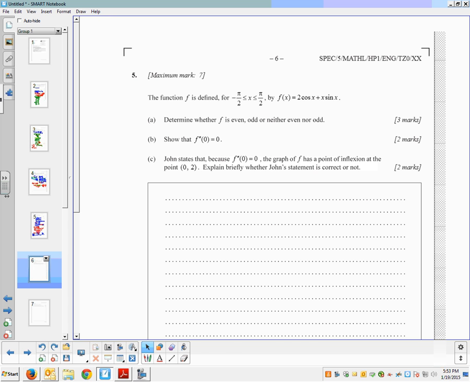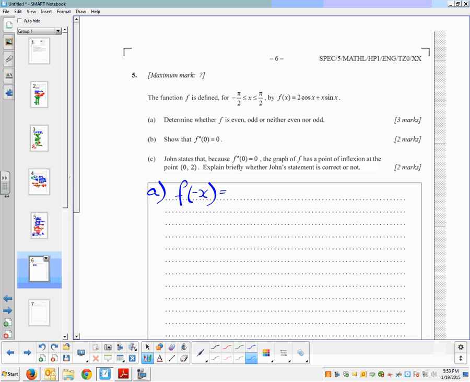Okay, question 5. The first part is: even, odd or neither? Well, to evaluate if a function is even, you look at what happens to f of minus x. If it ends up being the same, it's even. If it ends up being negative of what you started with, it's odd, and any other situation is neither even nor odd.